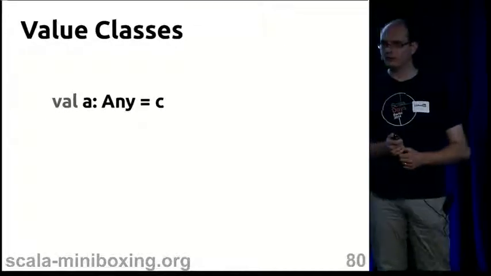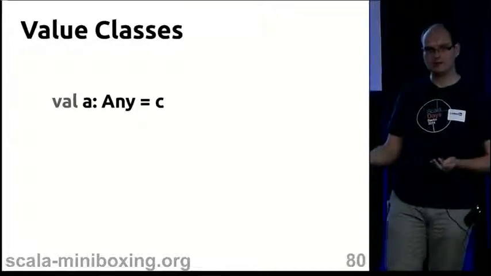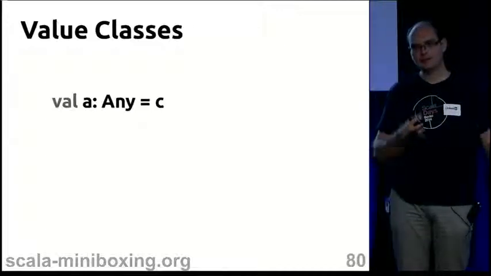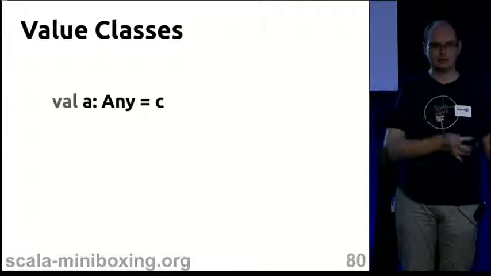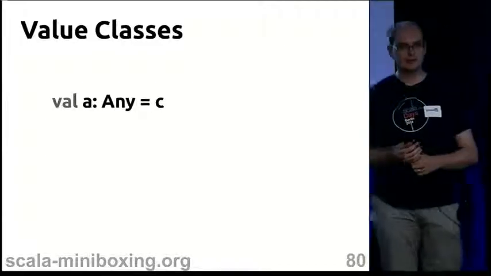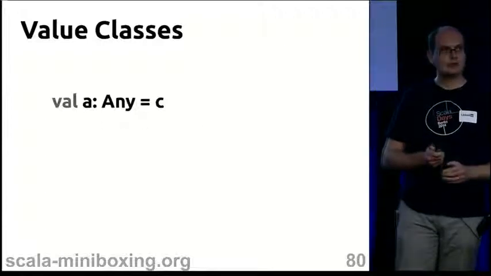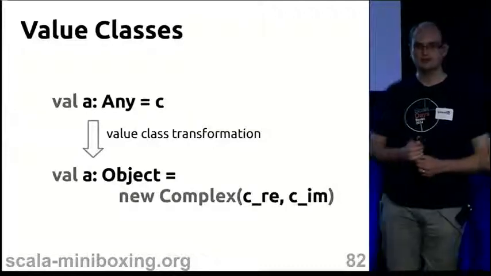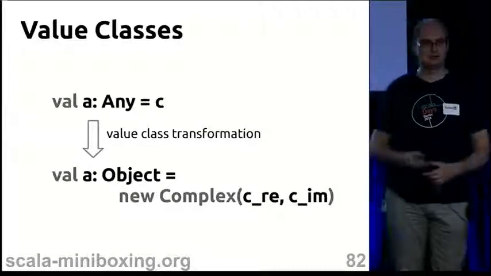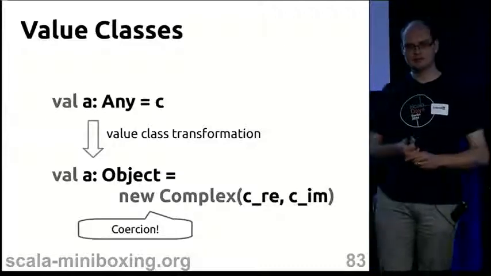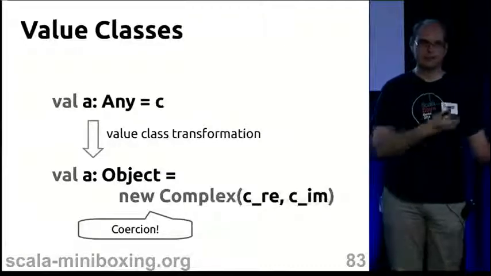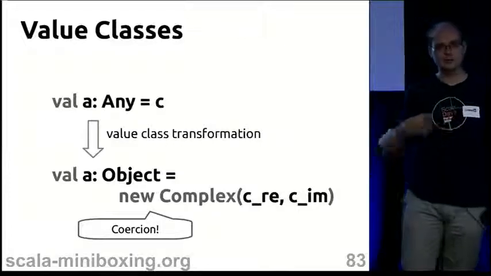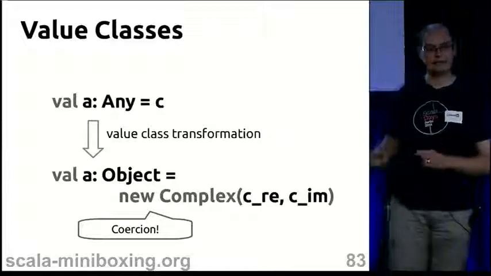But now, what if we... of course, everything in Scala is a subtype of Any. So we can assign an instance of a complex class to an Any. So how does this get translated? Well, just box it. That's the way we know how to do it. And if you think about boxing, it's again a coercion, right? So it's basically a coercion that converts the split up fields into something of the box type.